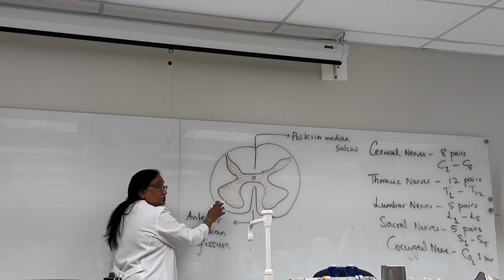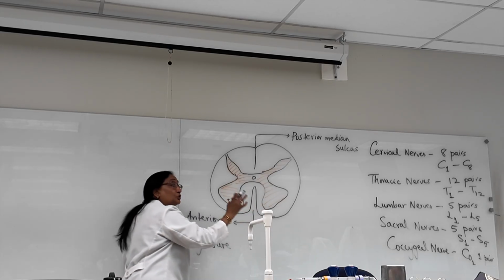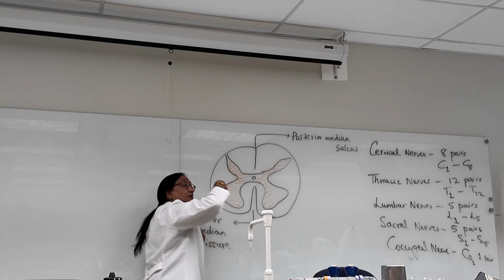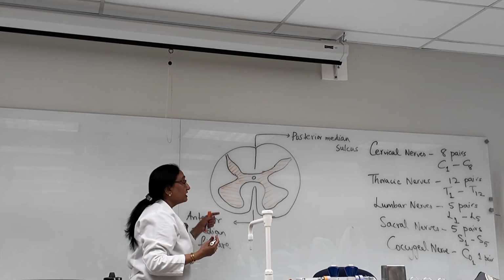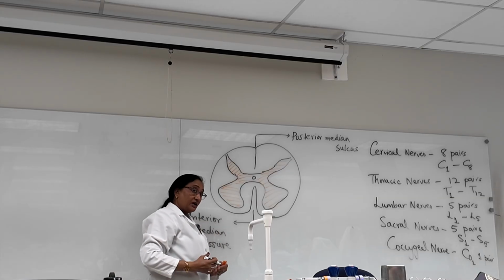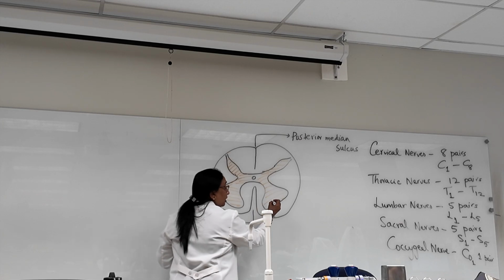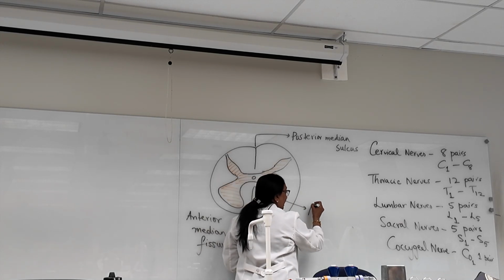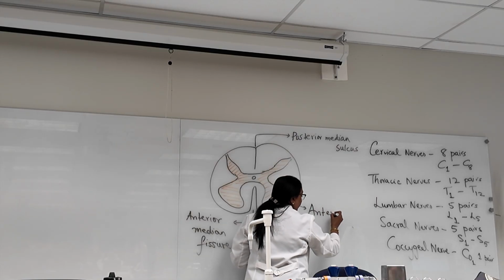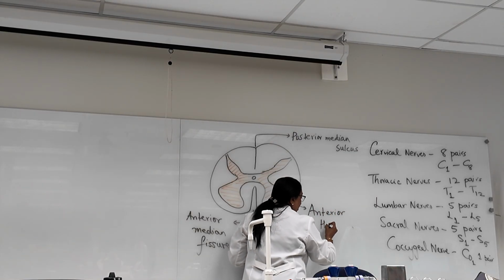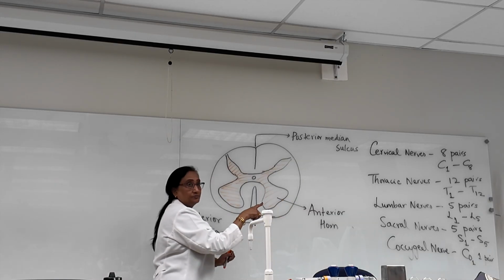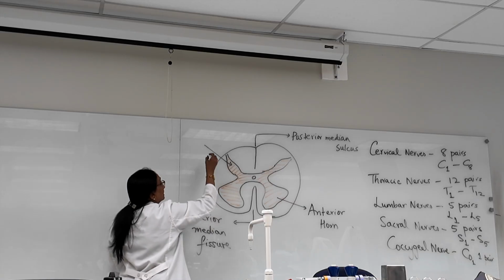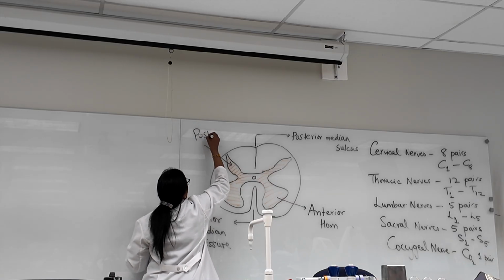Now this larger wing, if you see the broader wing, you know that that's the anterior part. The thinner portion is the posterior. That's another way of figuring out which is the front, which is the back. Now these broader wings, this gray matter, this is called the anterior horn. Anterior horn, these two. The narrow ones, because these are at the back, are called posterior horn.